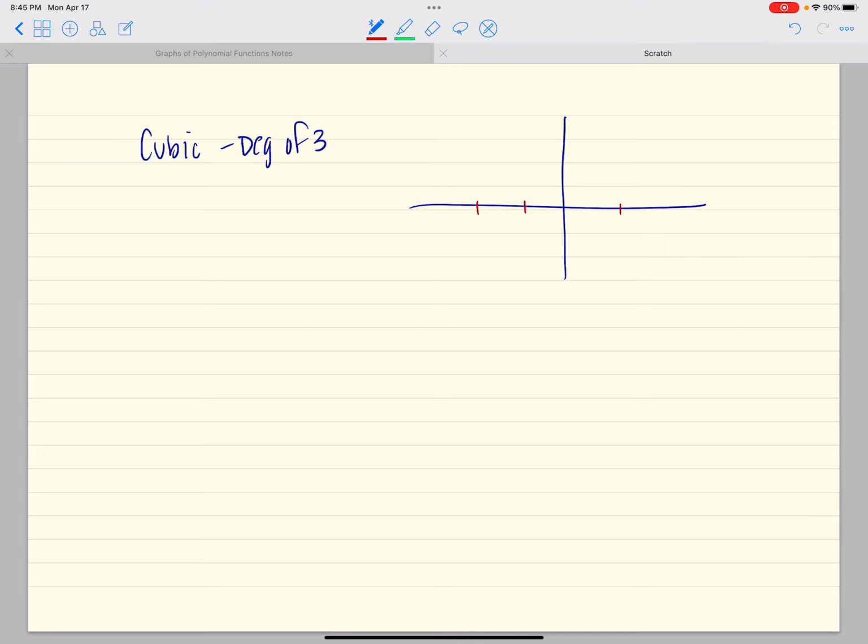Now, degree of 3, I know that on the left end of the graph, my y values will fall toward negative infinity, and on the right end of the graph, they're going to rise toward positive infinity. Now, in between the x-intercepts that I have here, I have to pass through a maximum of one more, so I have to turn my graph at some point to get back down to this one, and I would have to turn again to get back up to this one.